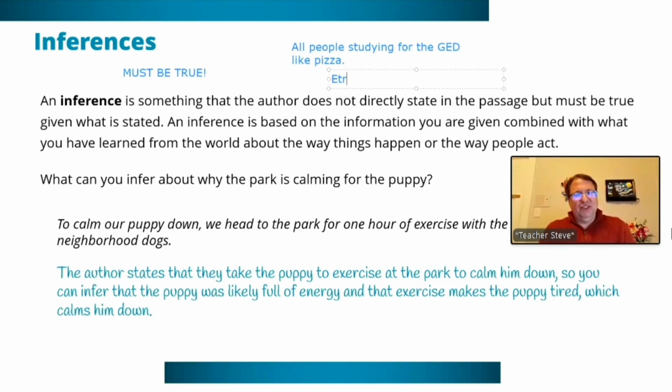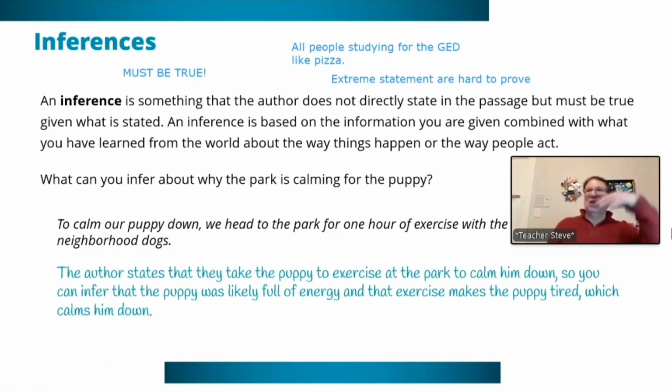So this is what we'll just say. Extreme statements are hard to prove. Now, notice we didn't say that you can't prove them. Sometimes, if a passage just said something like, I don't know, pull out a reference to a cartoon from when I was little, the movie All Dogs Go to Heaven. We'll keep on the animal theme here.